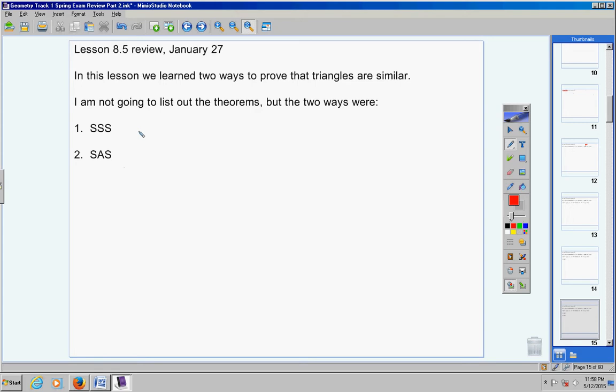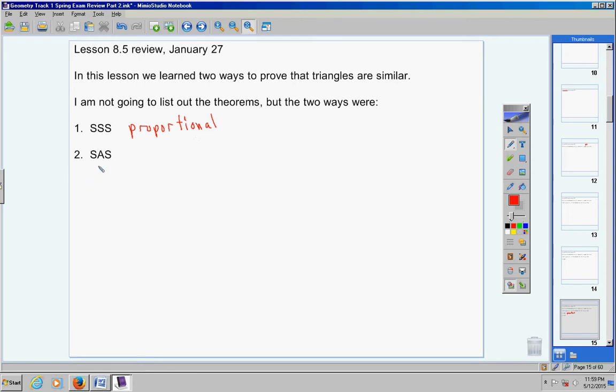If three sides of one triangle are proportional to three sides of another triangle, then the two triangles are similar. Okay, I apologize for not saying that correctly the first time. If three sides of one triangle are proportional to three sides of another triangle, then the two triangles are similar.